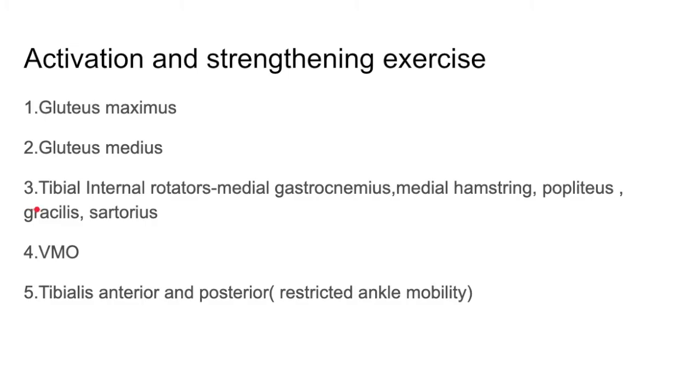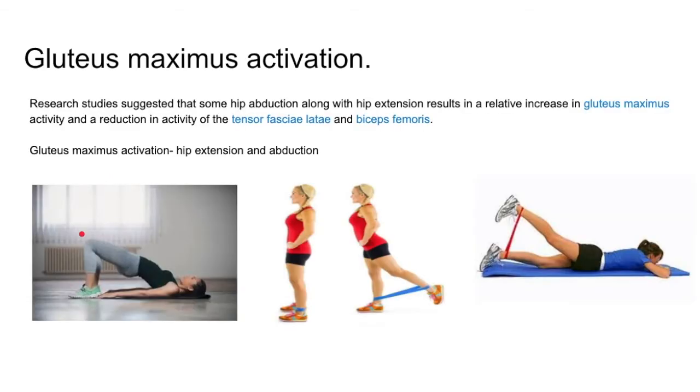So in the previous video, you can see how to activate the tibial internal rotators. Here I will be focusing only on these three components. So to activate the gluteus maximus, the hip should go for abduction and extension. Whenever the hip is going for abduction and extension, it causes activation of the gluteus maximus, and it reduces the activity of the tensor fascia lata and the biceps femoris.